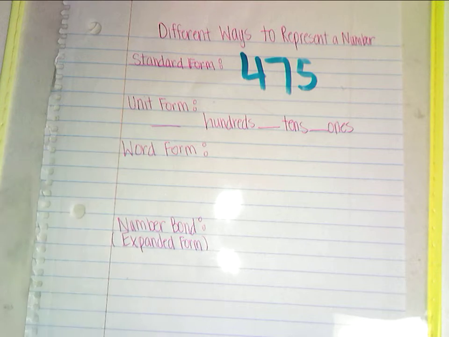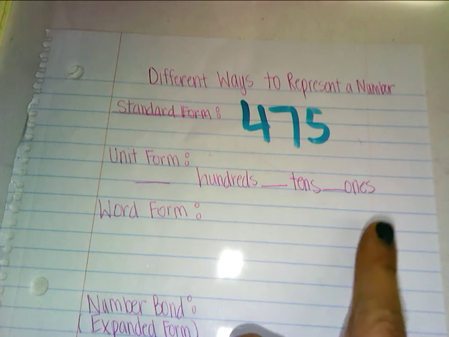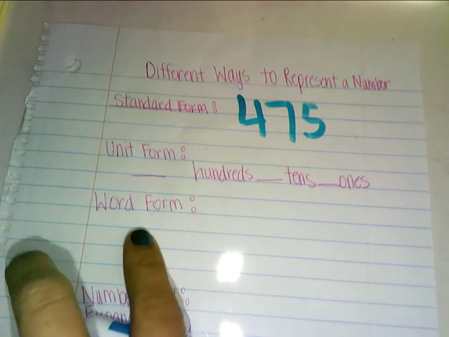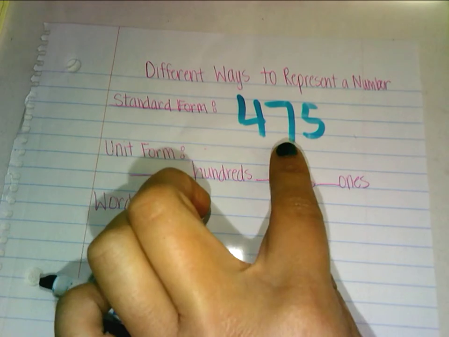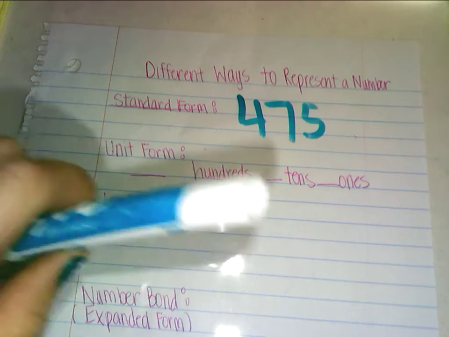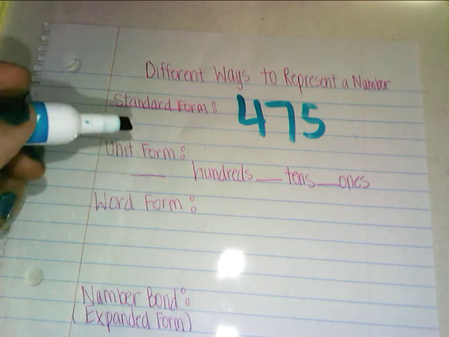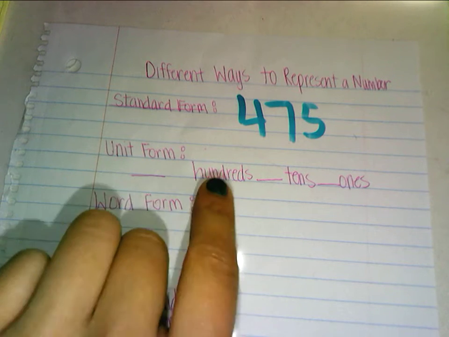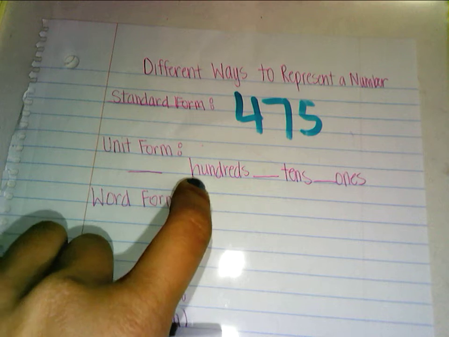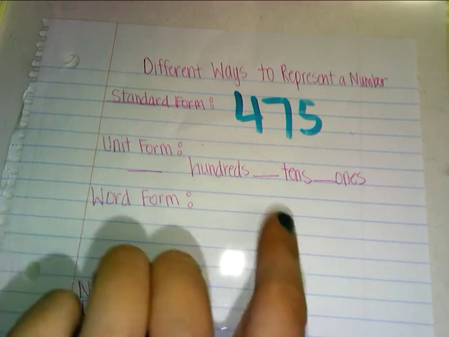Okay, the first way is unit form. Unit form is when you write how many units. So remember, we have ones, tens, hundreds. So you write how many units you have of each. So by looking at this, I have blank hundreds, blank tens, and blank ones. Now I need to fill in how many hundreds I have, how many tens I have, and how many ones I have in those blank spots.